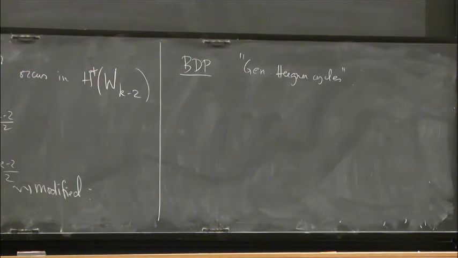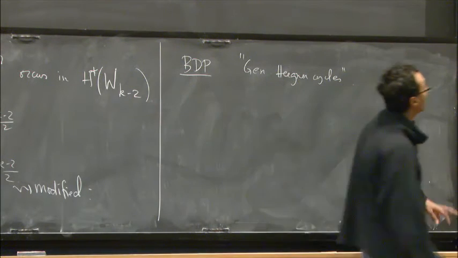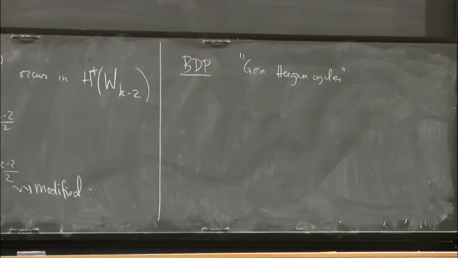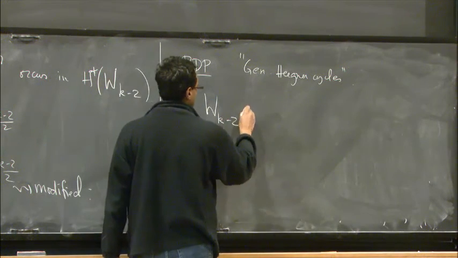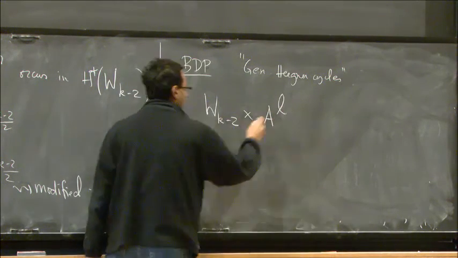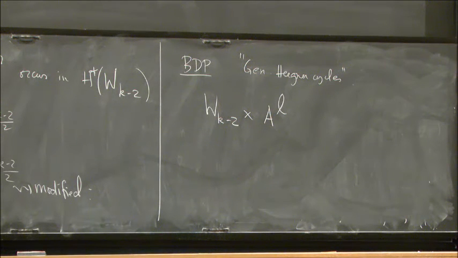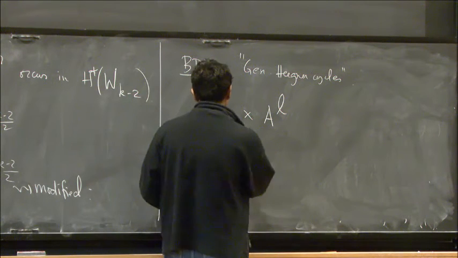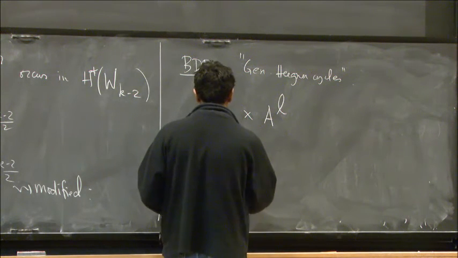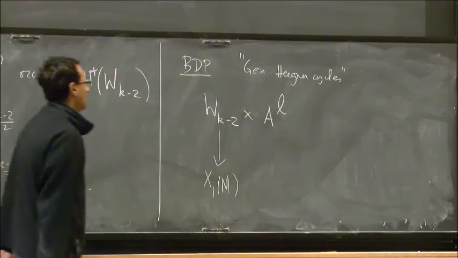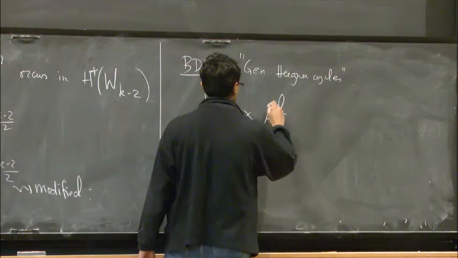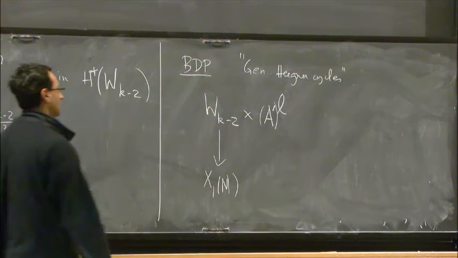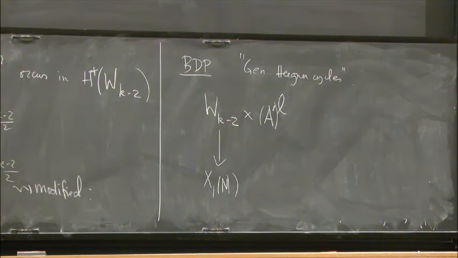And the point is that now you have not just your form f, but you also have this Hecke character, which has type L0. So the variety we look at is the W_{k-2}, and then you throw in L copies of the CM elliptic curve. Pick one of these curves and you throw in L copies of that. This is still fibered over X1(N). Let me call this A prime, just to distinguish it from general A.